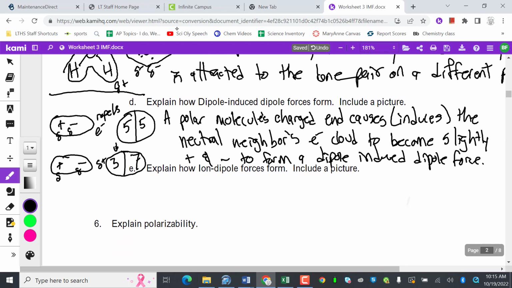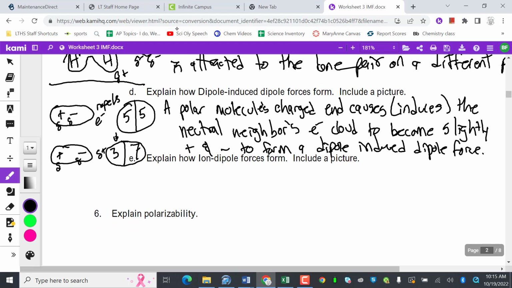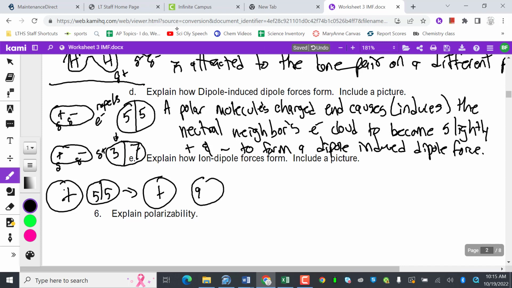Ion dipole forces form. It's the same all over the place. Do I still have to include a picture? Yes. So I've got a positive thing right here, and I start with neutral ones, 5 and 5. Because this is positive, the electrons love it. So my neutral one, now because it's positive, is going to be 9 and 1. Look at the strength of that one. Oh, I did the wrong thing. I thought it was an ion-induced one.